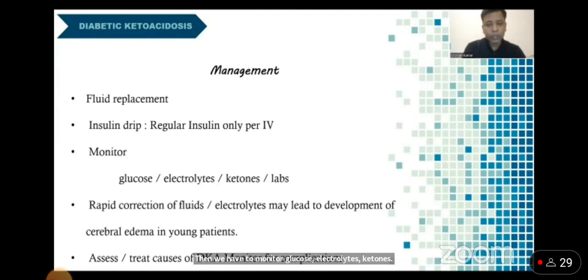Sometimes, rapid fluid correction causes cerebral edema, which is a grave complication of diabetic ketoacidosis. So correction of fluid should be very judicious.